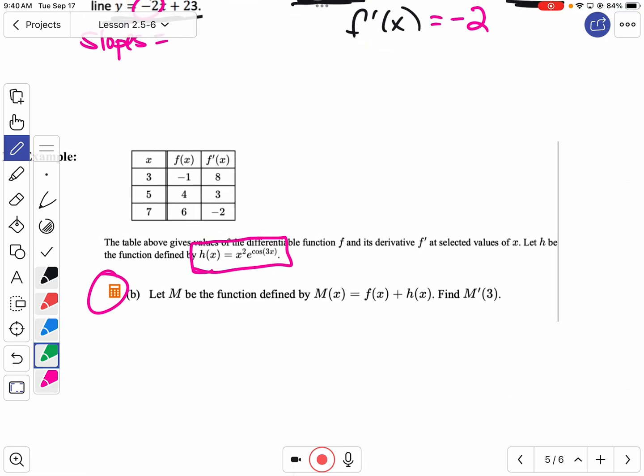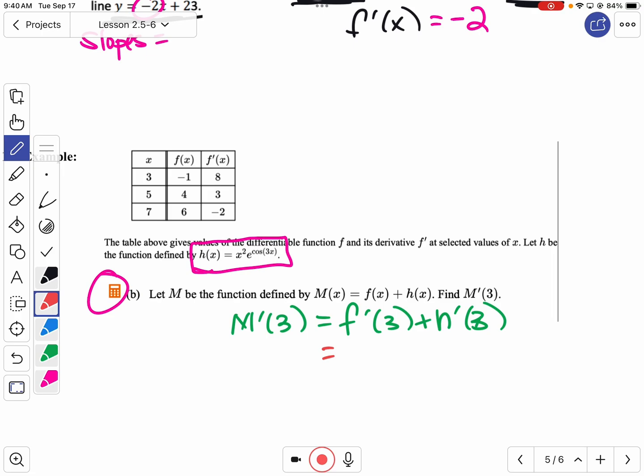So let's look at what we want to do. If I want to find m prime at 3, I just need to take the derivative of my two functions at 3. Well, f prime at 3 is going to come from the table. Just be careful. What is f prime at 3? It's 8. To do h prime at 3, this is where I need my calculator. I got to math 8 that bad boy. So that's why it's a calculator question. We're going to math 8, do a numerical derivative, and plug in 3.